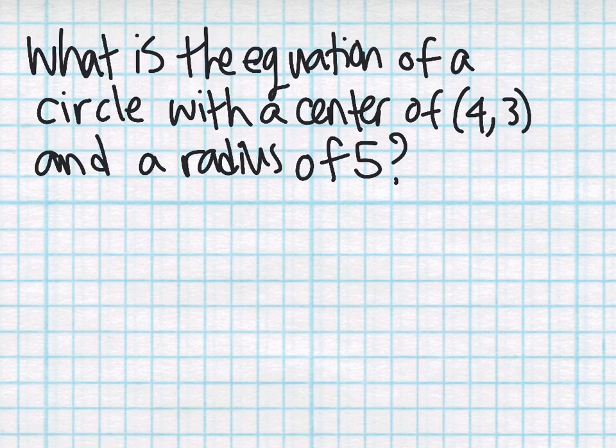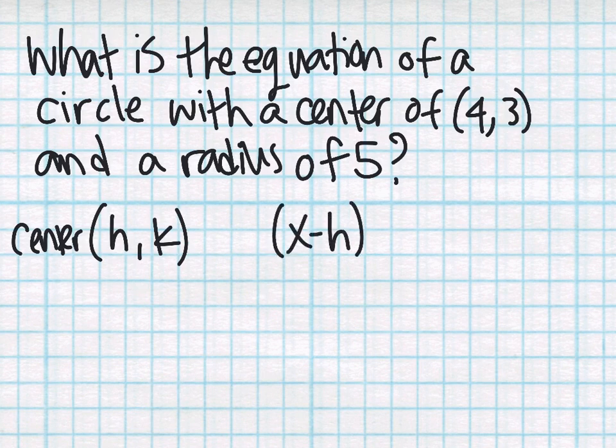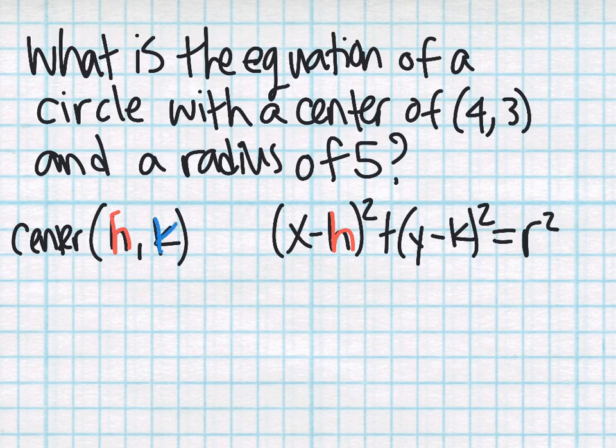So my formula says my center is (h, k), and the equation is (x - h) squared plus (y - k) squared equals r squared. Throw my color coding on here.